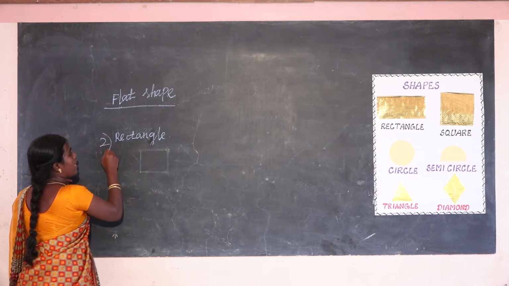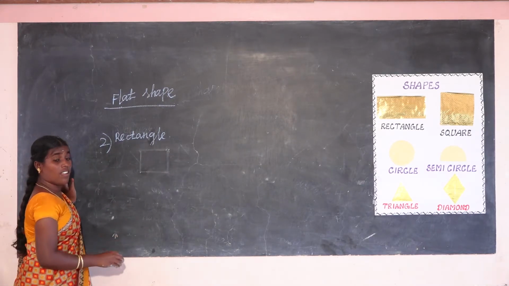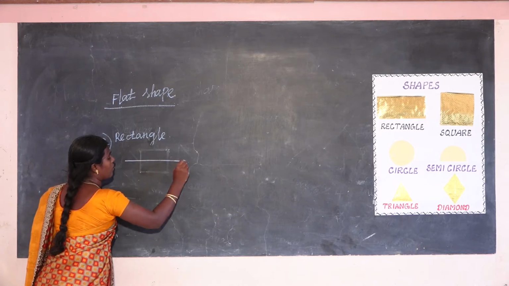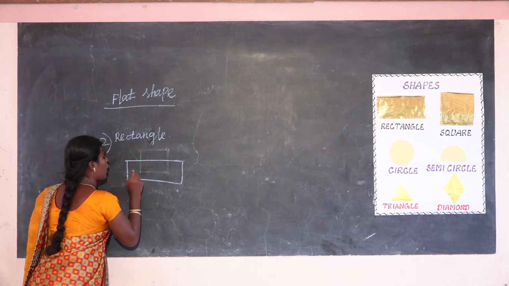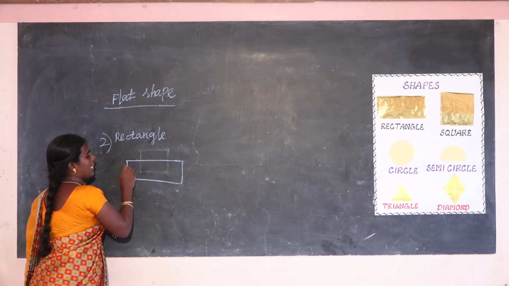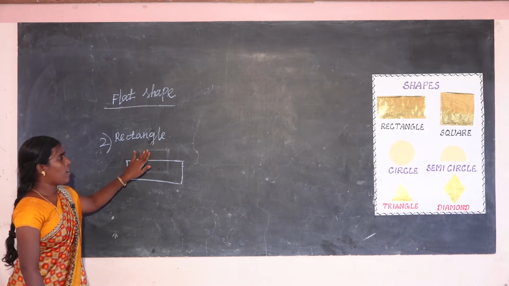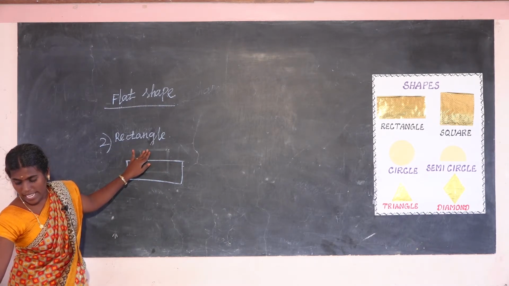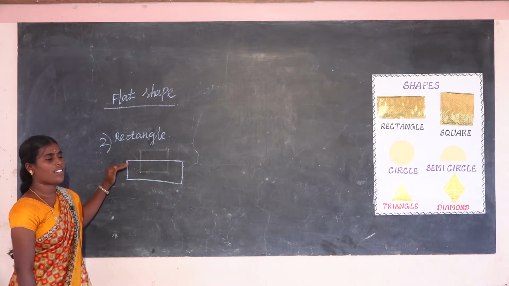Second one is rectangle. How is the rectangle drawn? You draw this. Everyone draw a rectangle in your notebook. Yes, what is the rectangle? The square already has four sides. So the rectangle is also the same.